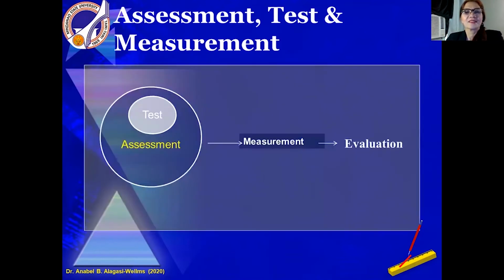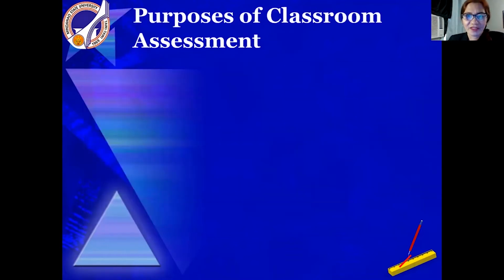All right, so look at the figure. Assessment is a broad term, and then test is just part of the assessment, and then we put the numerical value to the performance of the students. That's what we call measurement, and then overall it's called evaluation.